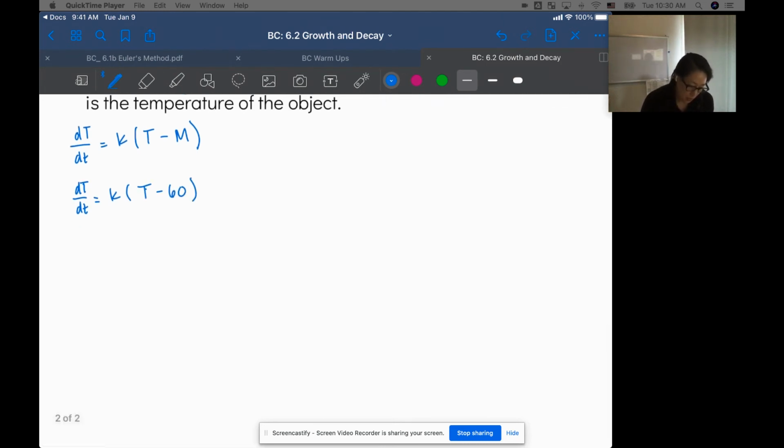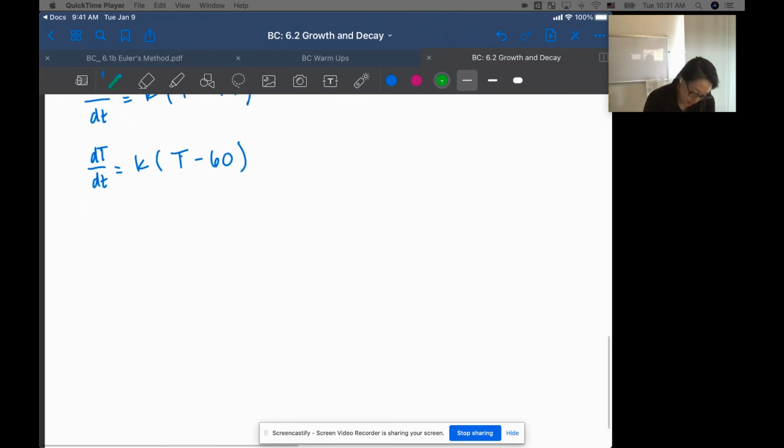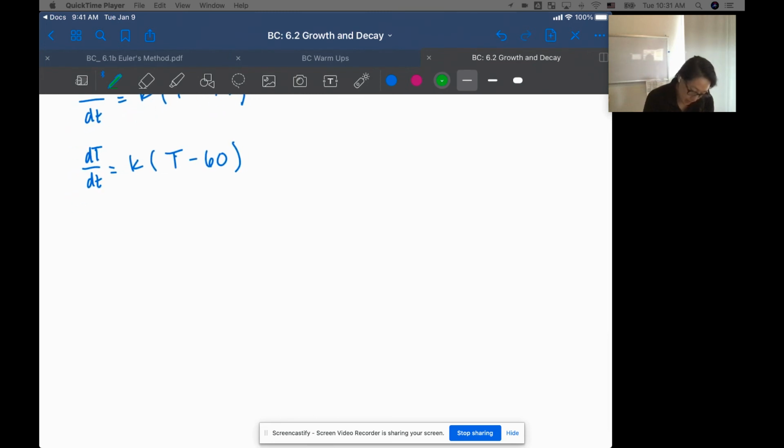Okay, so in order to figure out what the equation for temperature is, we're going to have to integrate here because I didn't give you this formula. So we're going to find our solution by integrating. I am going to divide the T minus 60 to the other side, and also multiply both sides by dt. So I end up with dT over T minus 60 is equal to K times dt.